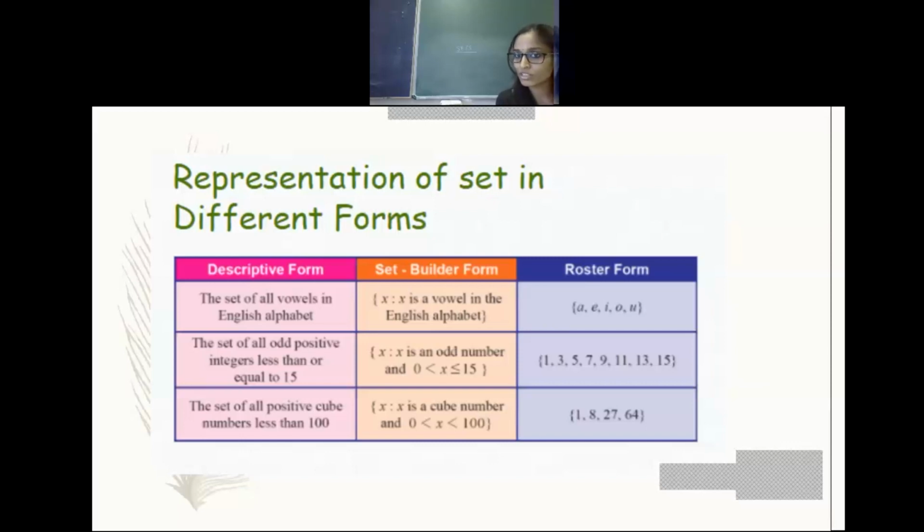If I have to list down all my elements, meaning if I have to write it in my roster form, I'll be writing 1, 3, 5, 7, 9, 11, 13 and 15. Note, all the elements here are odd and they are less than or equal to 15.